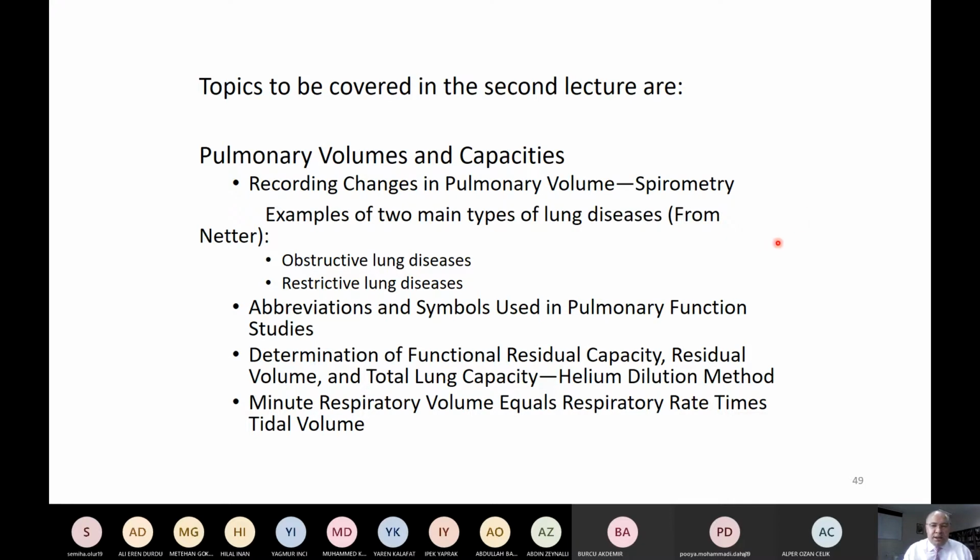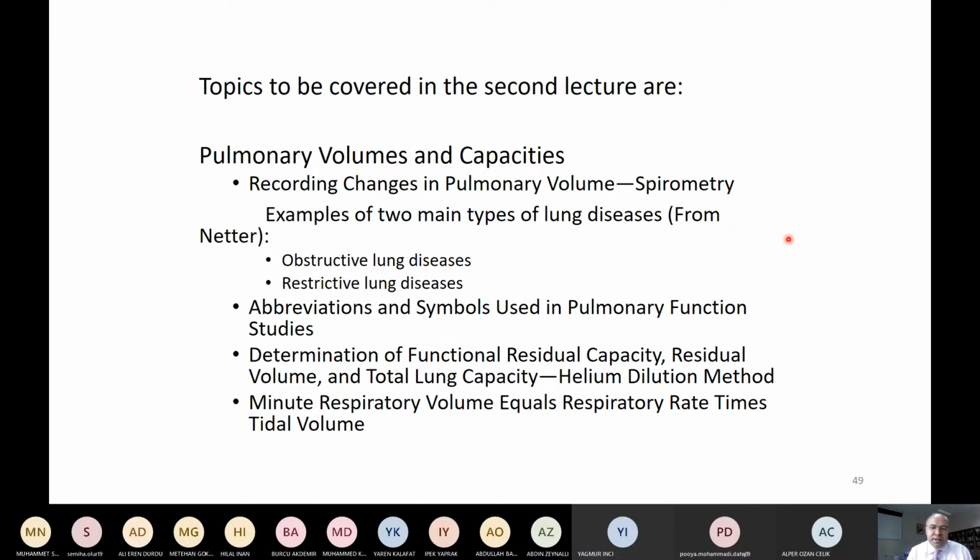In this part of our lecture today, we are going to learn about pulmonary volumes and capacities. You will also learn in the laboratory practices how to record pulmonary volumes. The instrument used to record pulmonary volumes is the spirometer, and this technique is called spirometry.